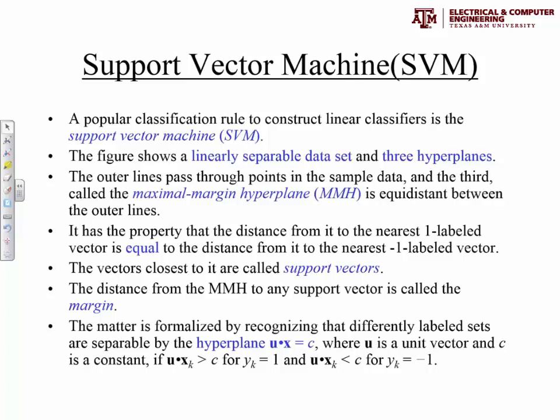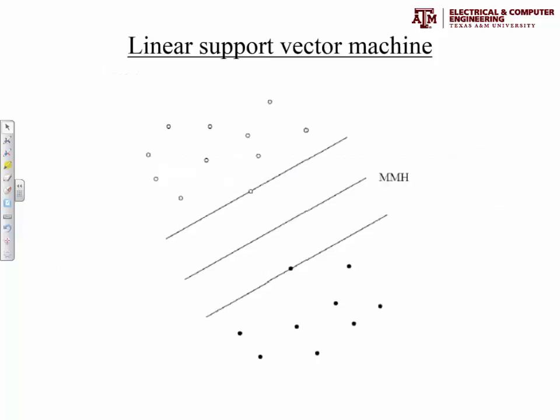Now another classifier that is used is called a support vector machine. A popular classification rule to construct linear classifiers is what is called a support vector machine. I think it's best explained using this picture. Here you have two classes, the circles and the solid dots. These come from two different classes, and let's assume that the classes are linearly separable. That means you can separate the two using a straight line. There are many different straight lines that you can use.